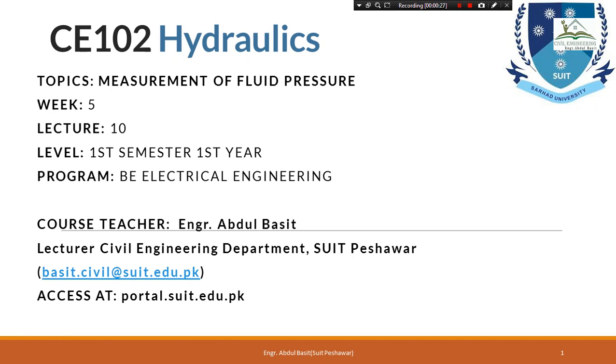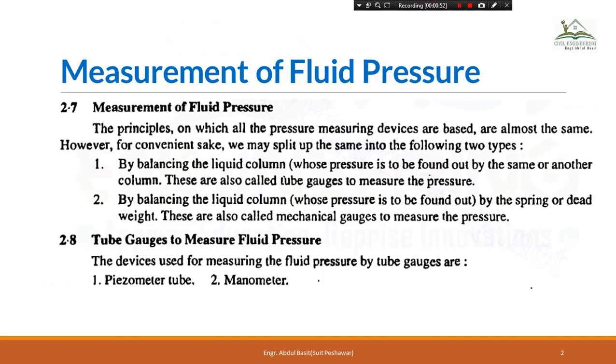In the previous tutorial of the same week we discussed the different types of fluid pressures: basically the gauge pressure, the atmospheric pressure, the vacuum or negative pressure, the positive pressure, and the differential pressure. So all the types were discussed in the previous tutorial. Today we are going to discuss the measurement of fluid pressure. How can we measure fluid pressure in a closed channel, in a pipe?